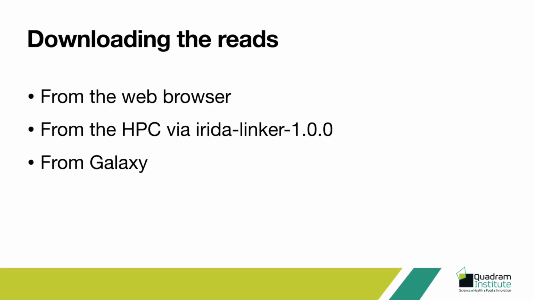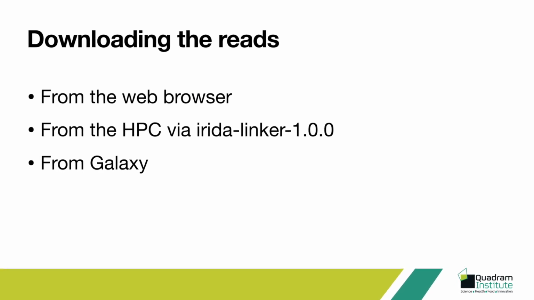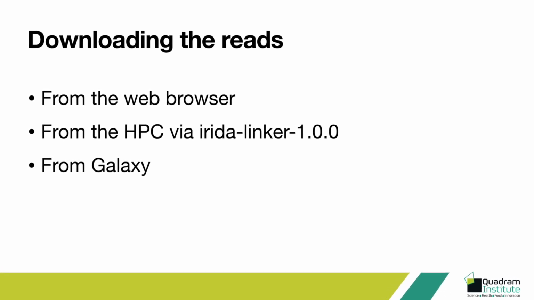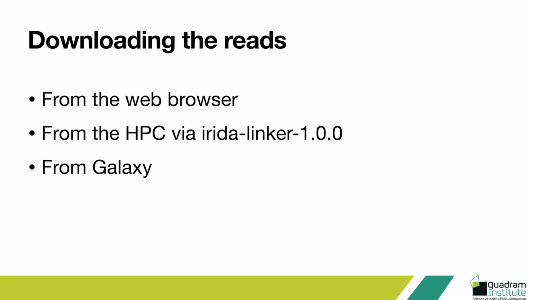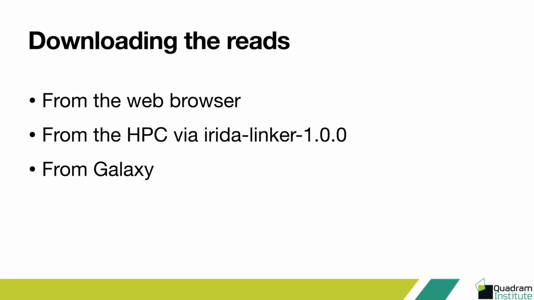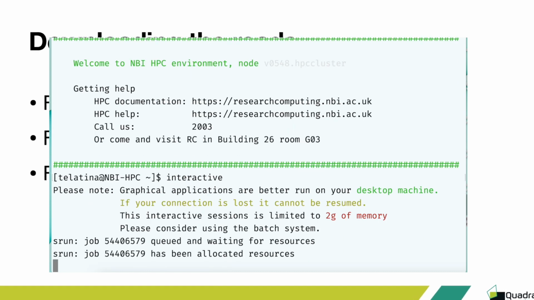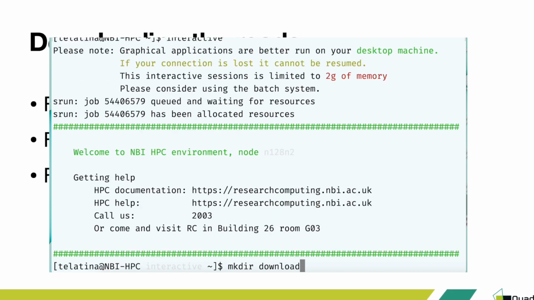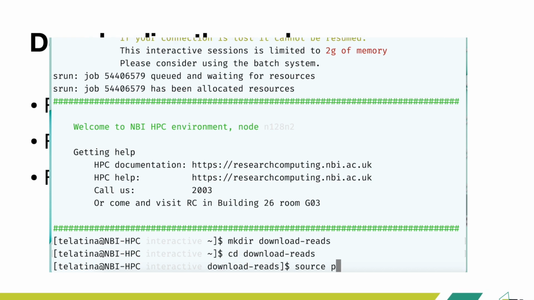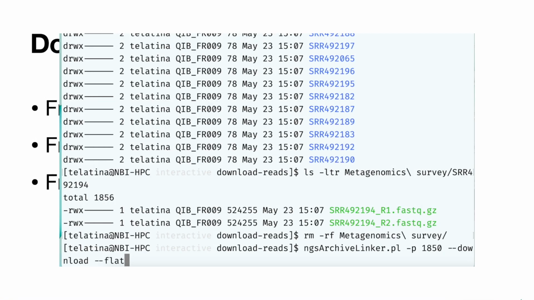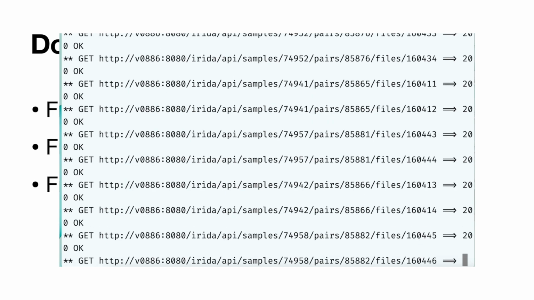Once the reads have been archived, they can be used in different ways. You can simply download them from the web interface. Again, this is a viable procedure only when the sample number is very limited. Alternatively, you can download the reads to the HPC using a package called IRIDA Linker 1.0.0. Similarly to IRIDA Uploader, there is the documentation portal with instruction for the setup and the actual download procedure.